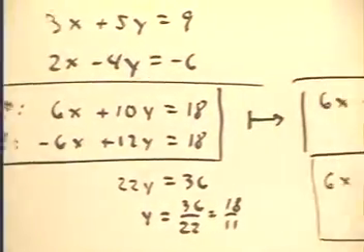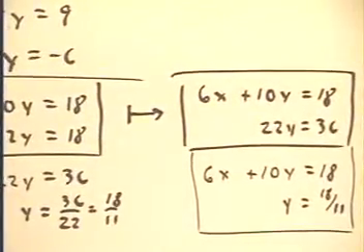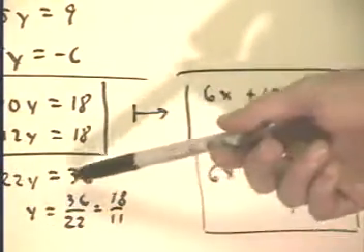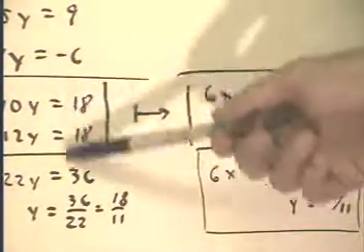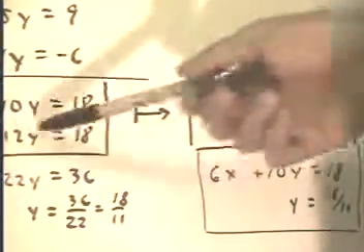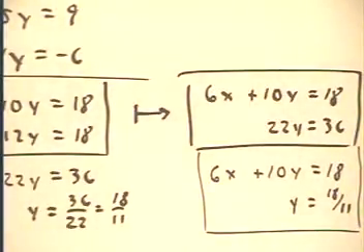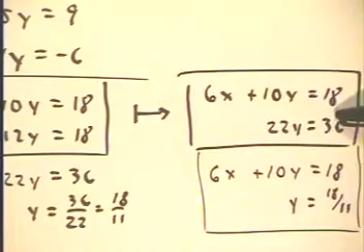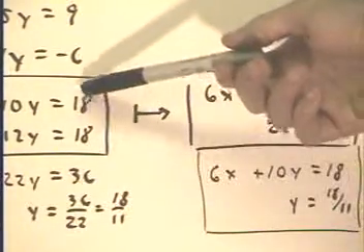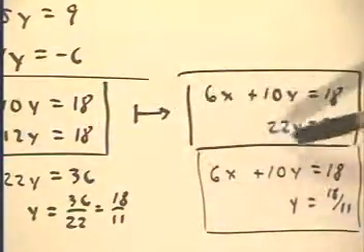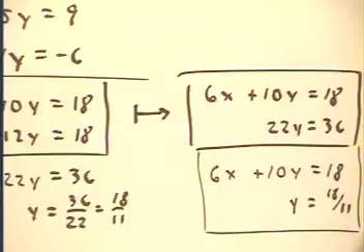Now this system then gives us this system: 6x plus 10y equals 18, 22y equals 36. Remember that 22y equals 36 is what we got when we added the two equations in this system. Adding two equations in a system gives us an equation that's equivalent to the one that we want to replace with the sum. We're going to replace the second equation with what we get by adding the first and second equation. That is, we think of adding the first equation to the second in order to get this new second equation.